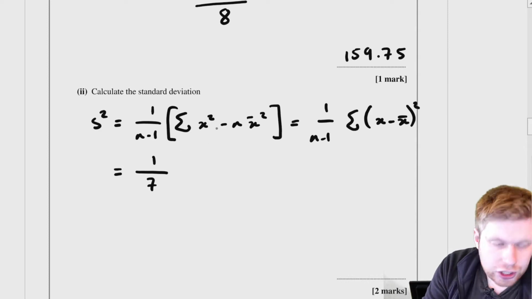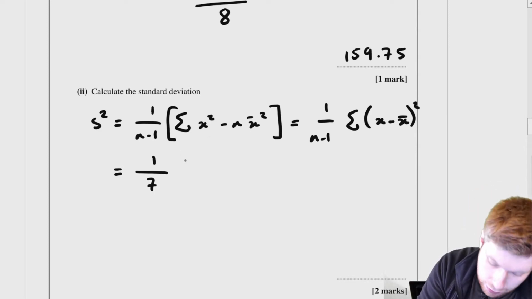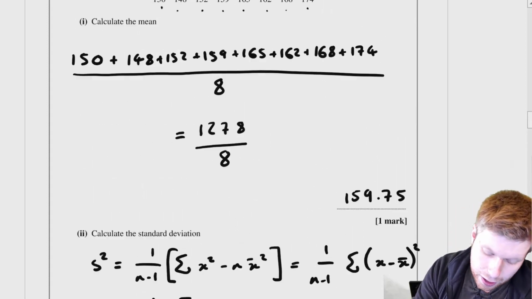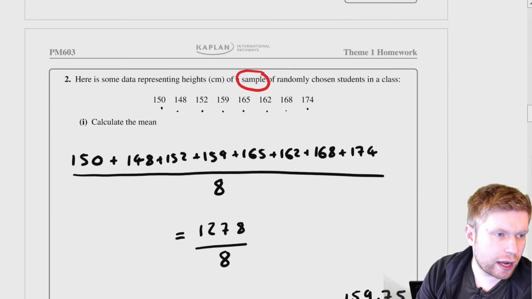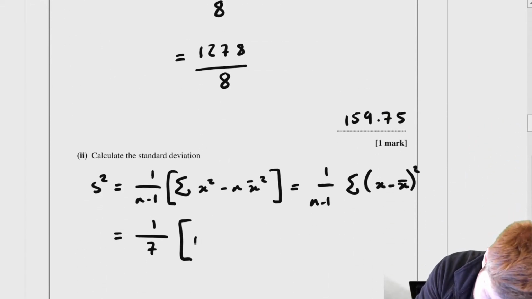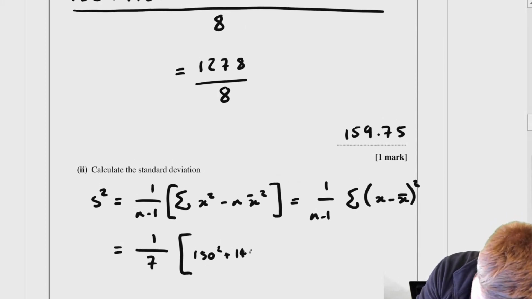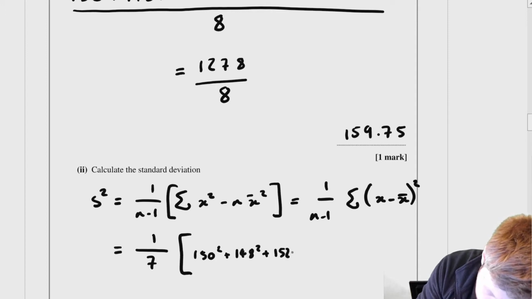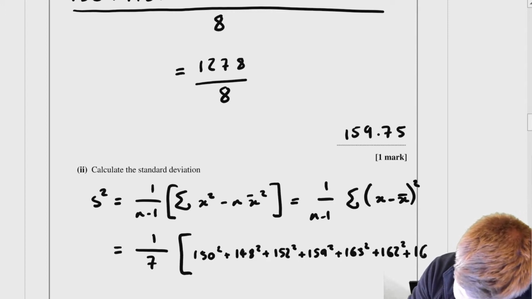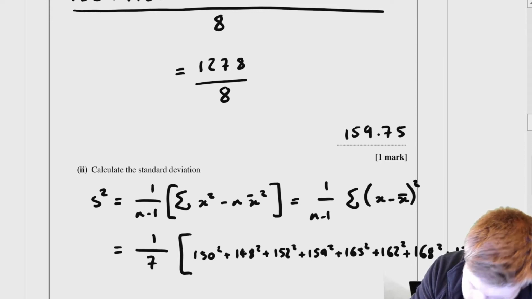Now I need to add all of the squares of my numbers together. Okay, now I'm going to show you a quicker way of doing it in just a second using your calculator. But for the meantime, I'm literally going to take each of these individual values, square them, and then add them together. Okay, so I'm going to take 150 squared plus 148 squared plus 152 squared plus 159 squared plus 165 squared plus 162 squared, I'm going to go off the screen slightly, plus 168 squared plus 174 squared.